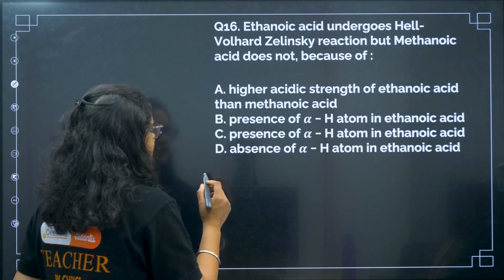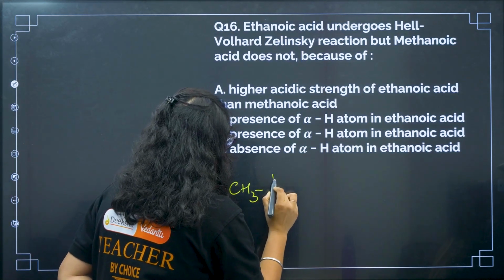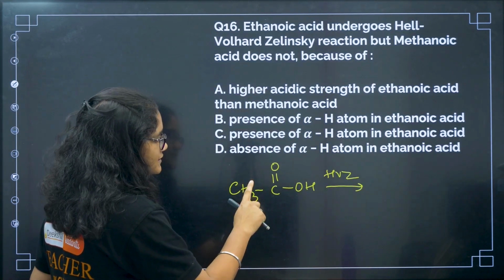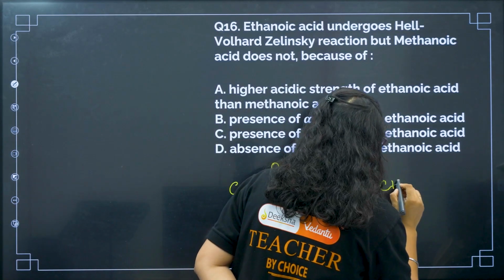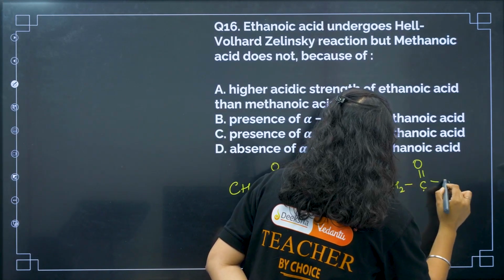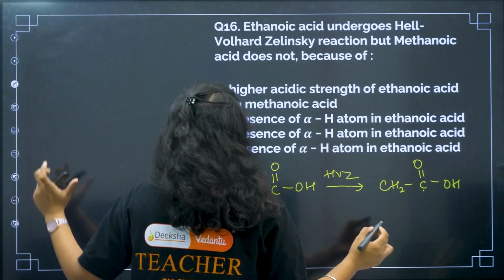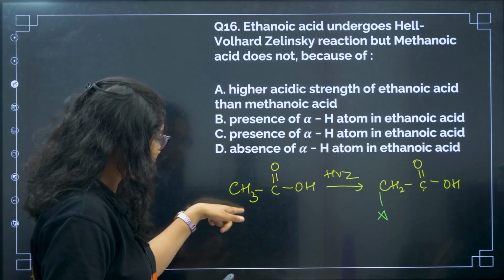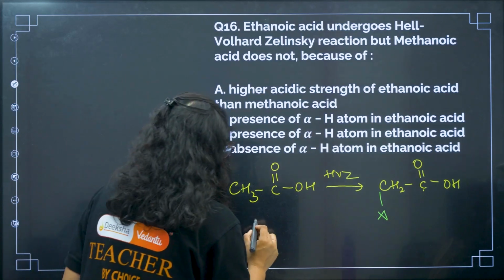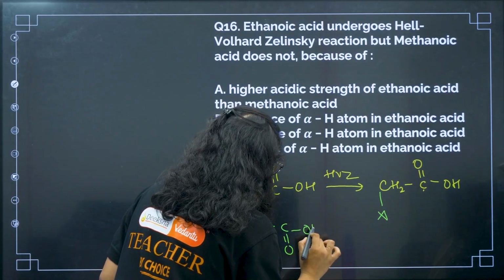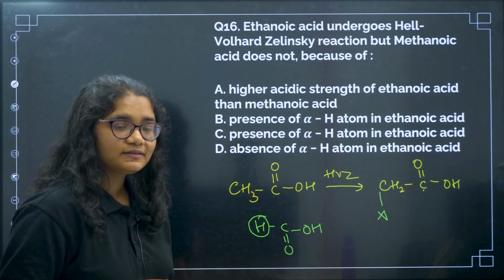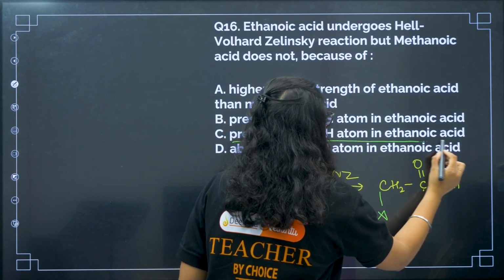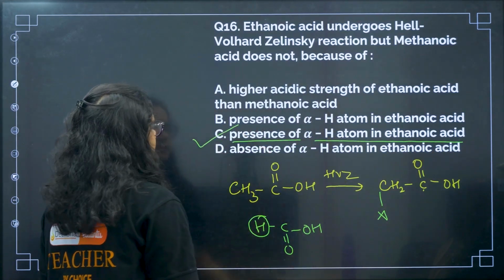Now coming to question number 16: ethanoic acid undergoes HVZ reaction but methanoic acid does not. This is because of? So in the HVZ reaction, suppose you have CH3COOH, what happens? The alpha hydrogens get replaced with a halogen, right? So it happens like this. This happens because of the presence of alpha hydrogen. If I take methanoic acid, then this is not an alpha hydrogen, right? So this reaction cannot take place in methanoic acid. So the correct answer will be presence of alpha hydrogen in ethanoic acid. That is option number C.